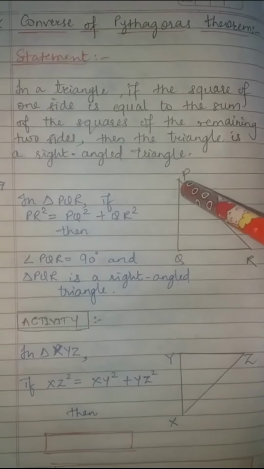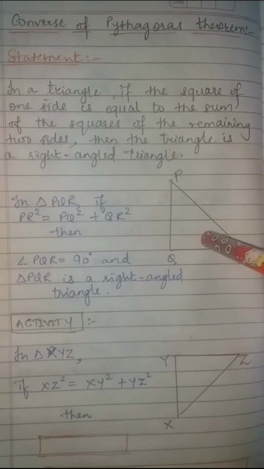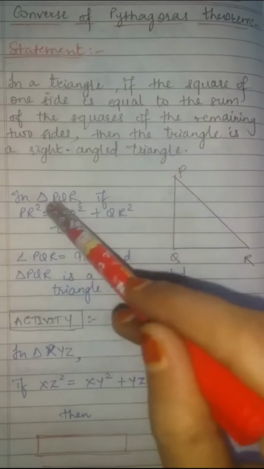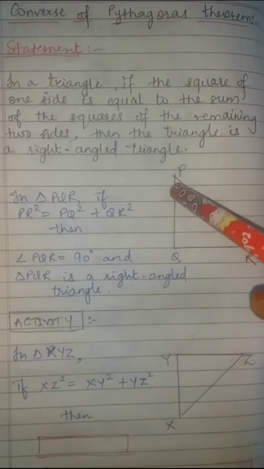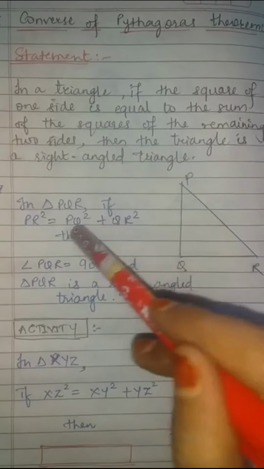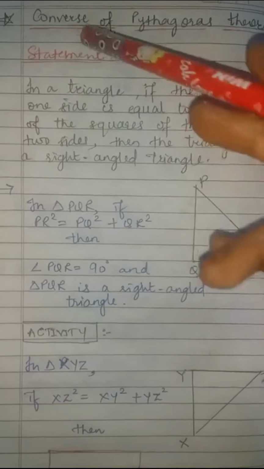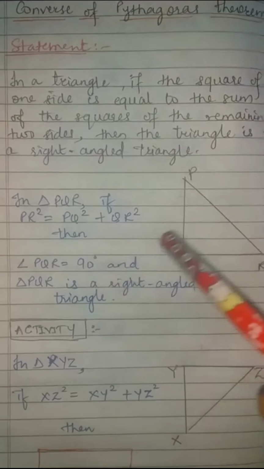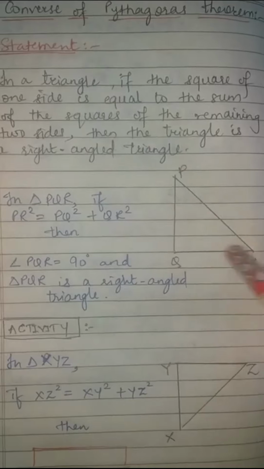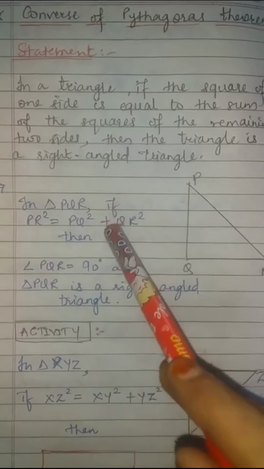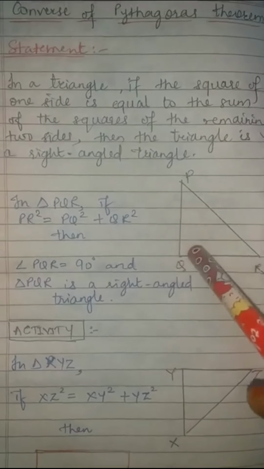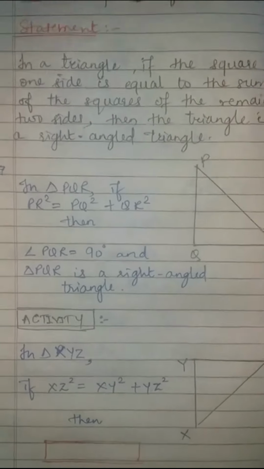Here let us see there is a triangle PQR. We are not given anything about the triangle. In fact, we are given one condition, that is, if in any triangle PQR, PR square is equal to PQ square plus QR square, that is, the square of one side is equal to the sum of the squares of the remaining two sides, then by the converse of Pythagoras theorem we can say that angle PQR is equal to 90 degree, and that is, triangle PQR is a right angled triangle. So starting from the condition of the squares of the sides, we are getting that that triangle is a right angle triangle. This is nothing but the converse of Pythagoras theorem.